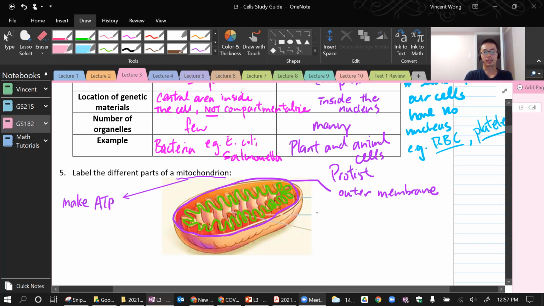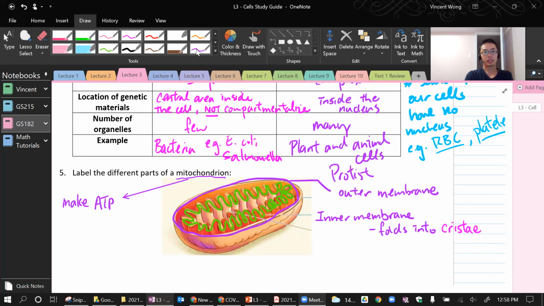Things like that. Okay, so this is the inner membrane, and the inner membrane folds into these finger-like projections. That's what they're usually called. And the name for those would be the cristae. Okay, crista is singular. If you add an E, that's plural.